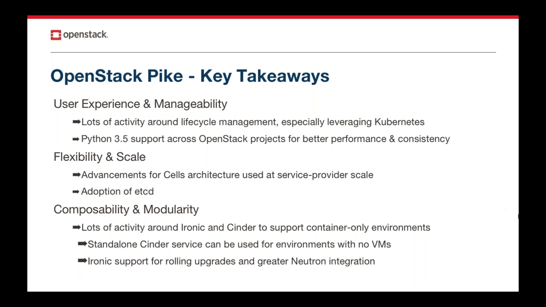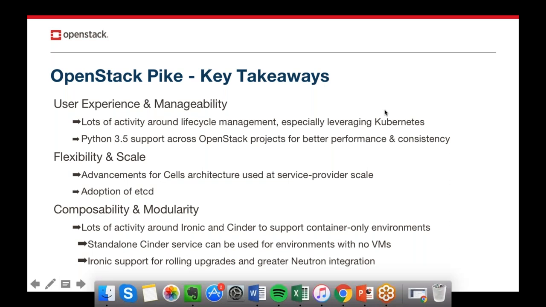Flexibility and scale is all about scaling OpenStack production environments that have been around for years, and they're getting larger and larger. The guys are going to talk about this more later, I'm sure, because this is their sweet spot. But this is essential for these large environments and customers to be able to continue to grow their businesses and to run those critical workloads. And then composability and modularity.